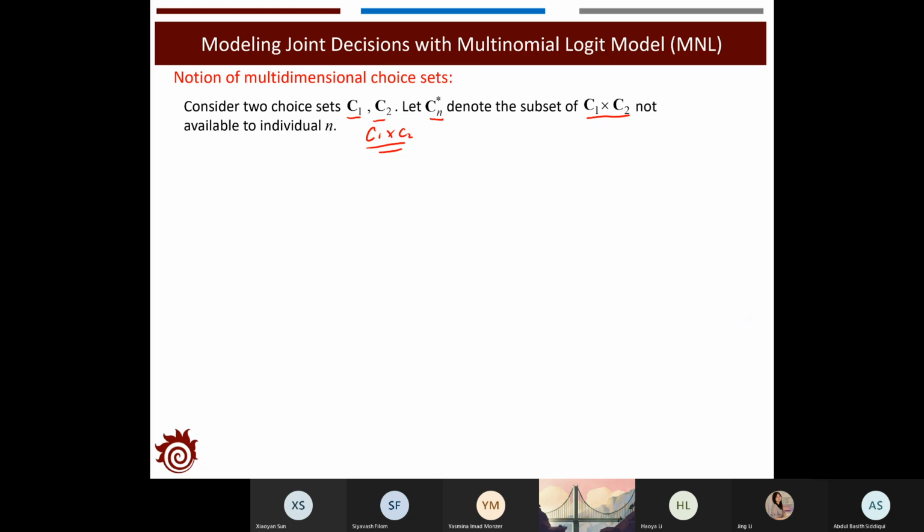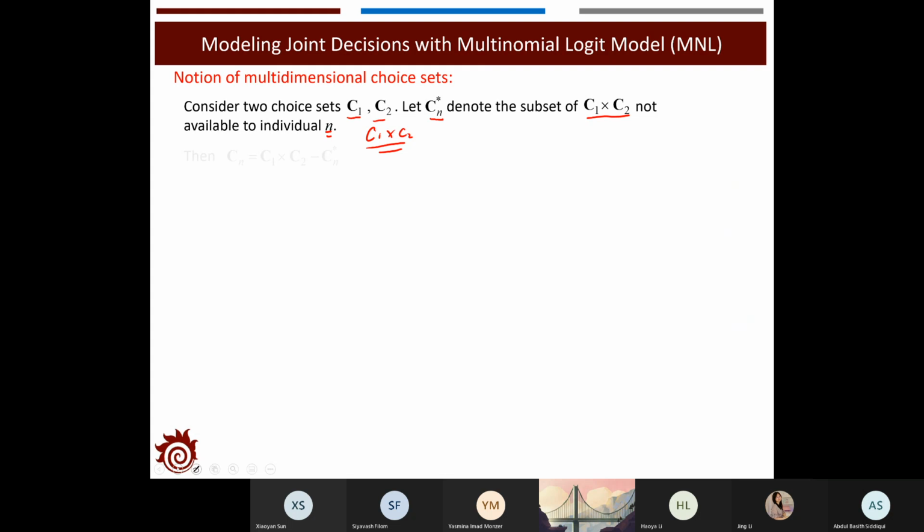We also denote that Cn star is the subset of C1 times C2 that is available for the individual n. For example, some individuals don't have a car, so they cannot drive to the grocery store. They can only take the bus or the train. So we need to exclude the car from their choice set.